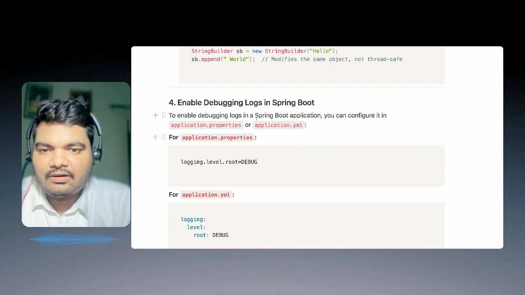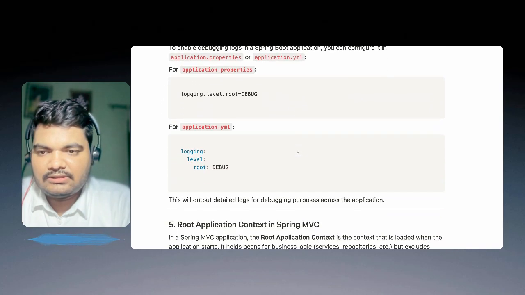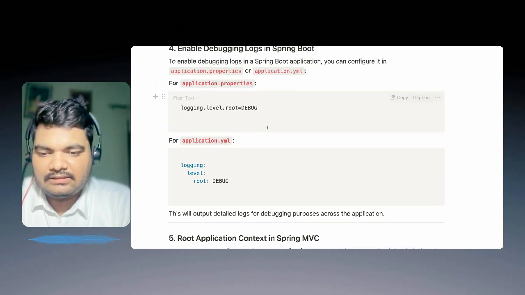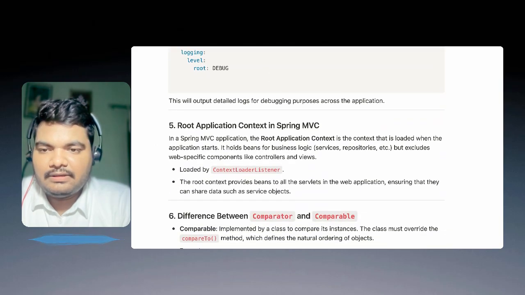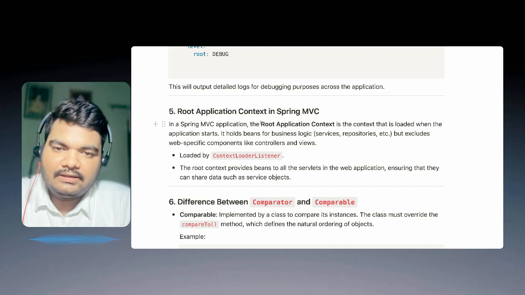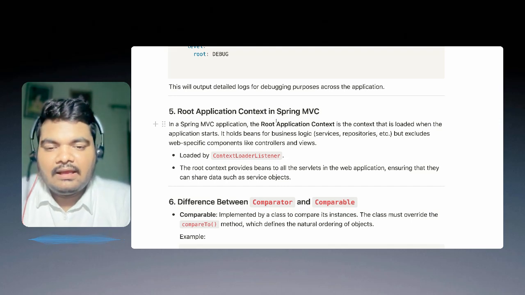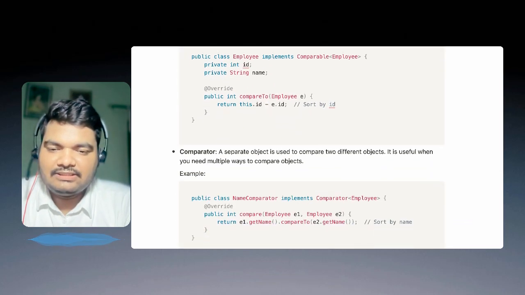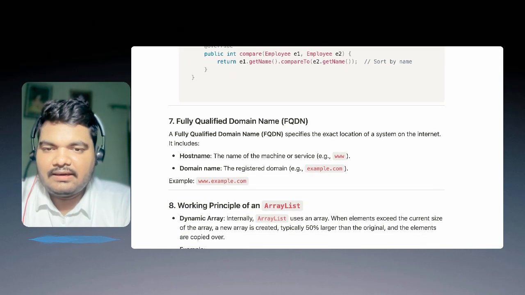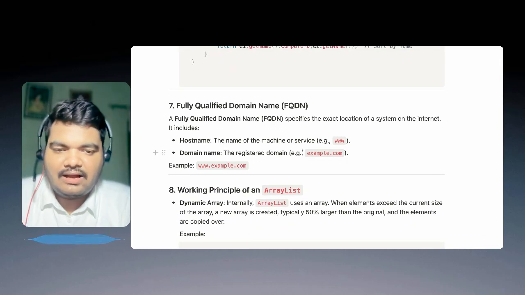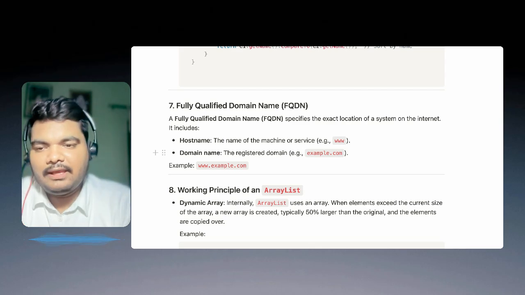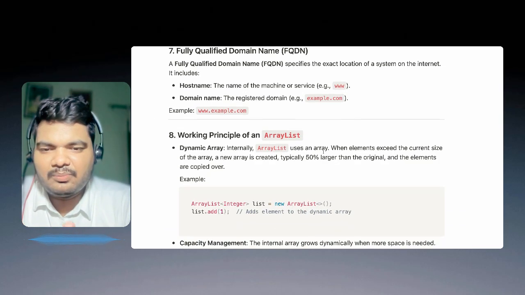Then enabling debug logs in Spring Boot. You must know how you set the properties in order to enable logging in a Spring Boot application. Basic definition around the root application context in Spring MVC. Then again, the difference between Comparator and Comparable, right? A definition with an example. This will help you understand a few basic questions that were asked right away on the internet side of things. One such was FQDN, fully qualified domain name. I've given the definition, you must know it.